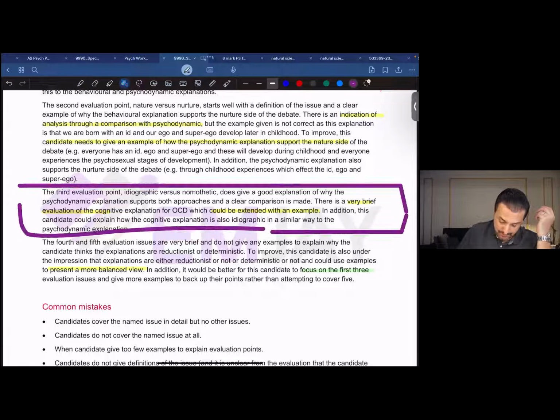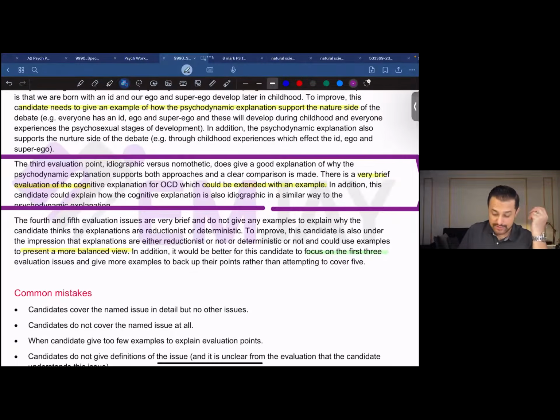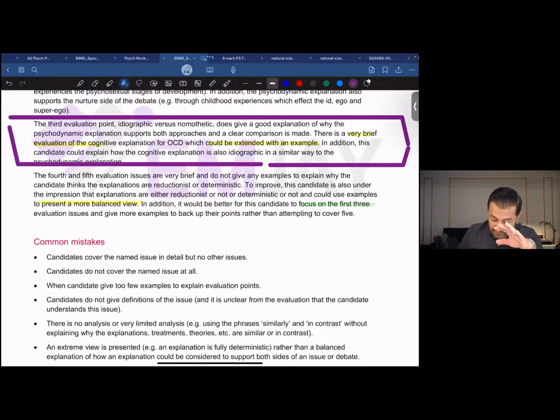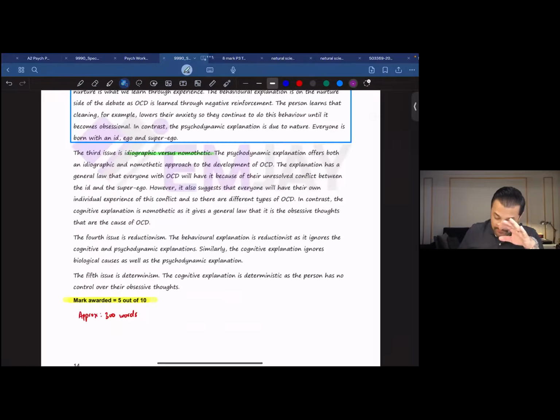Here you go. The third evaluation point, that is ideographic versus nomothetic, does give a good explanation of why the psychodynamic explanation supports both approaches, and a clear comparison is made. There's a very brief evaluation of the cognitive explanation for OCD, which could be extended with an example. In addition, this candidate could explain how the cognitive explanation is also ideographic in a similar way to the psychodynamic explanation, right? This is what the examiner feels about the third paragraph. Moving on to the fourth and the fifth paragraph.